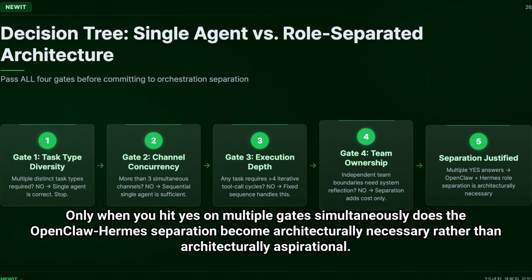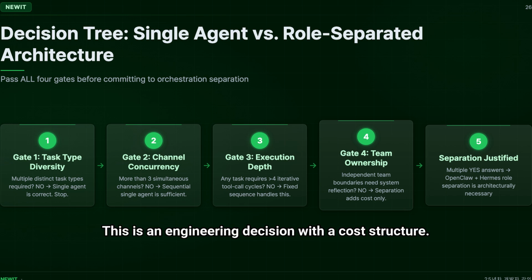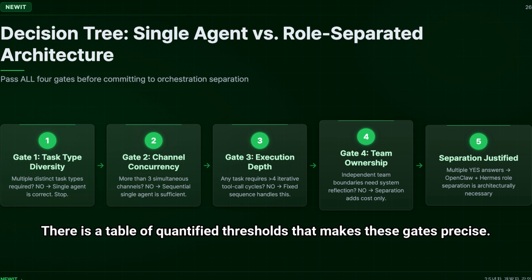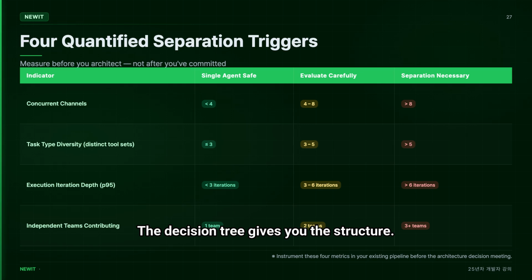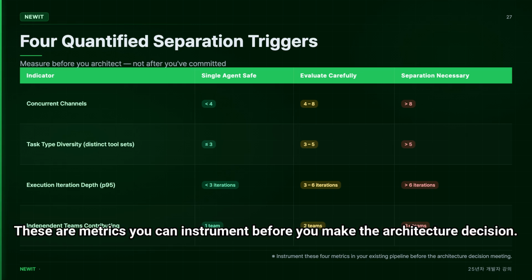Only when you hit yes on multiple gates simultaneously does the OpenClaw Hermes separation become architecturally necessary rather than architecturally aspirational. This is not a popularity contest. This is an engineering decision with a cost structure. But wait, the gates are necessary, but they are not sufficient. There is a table of quantified thresholds that makes these gates precise. The decision tree gives you the structure. This table gives you the numbers, 4 measurable indicators, and I want to emphasize the word measurable. These are not vibes. These are metrics you can instrument before you make the architecture decision.